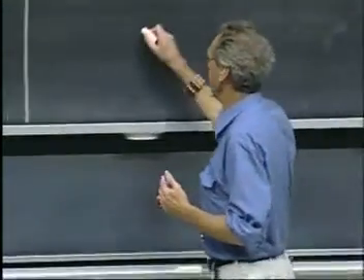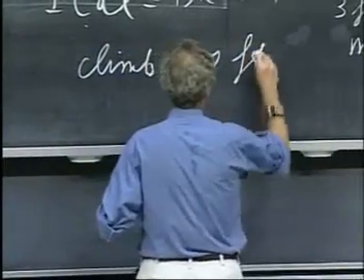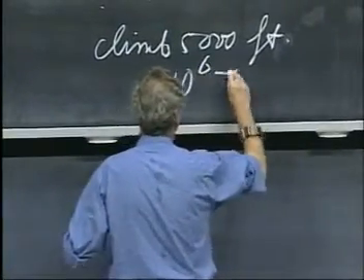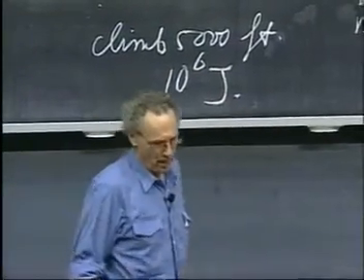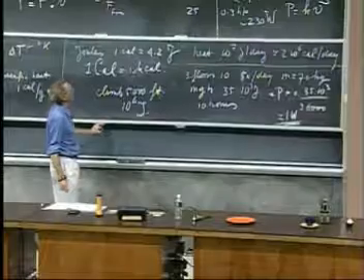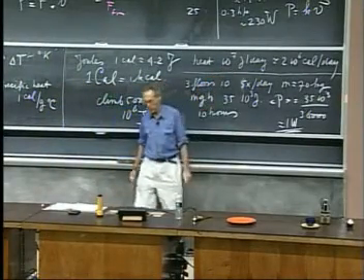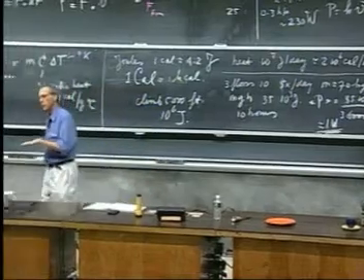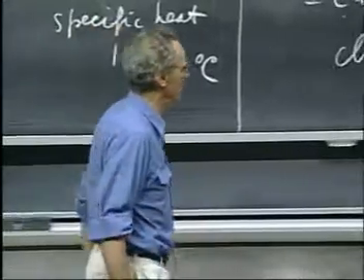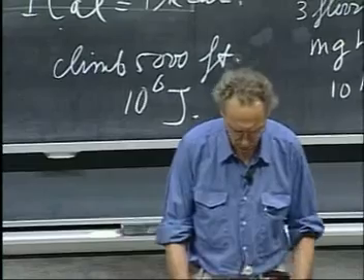If I climb this mountain, if I climb 5,000 feet, and I have to do an extra work, which is 10 to the 6 joules, you got to eat more. Now, you would think that you have to eat only 10% more than you normally eat, because 10 to the 6 is only 10% of 10 to the 7. But that's not true. You have to eat a lot more, because the conversion from food to mechanical work is very poor, something like 20%. So you may have to eat 40 or 50% more than you normally do in one day.